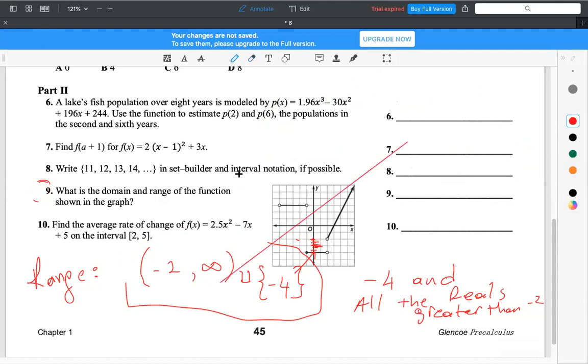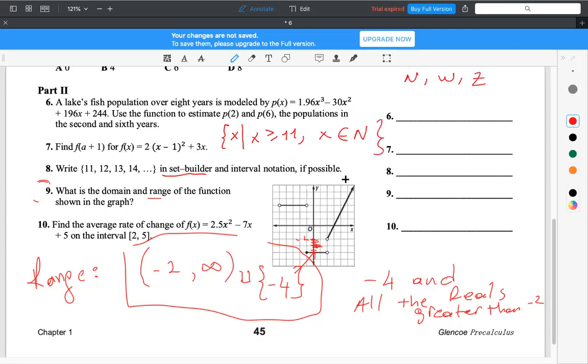In a set builder and interval notation if possible. Okay. Now, set builder, how can I write? Like this. X such that x is greater than or equal to 11 and x is an element of natural numbers, integer numbers, whole numbers. You can say N, W, or Z. They are all correct. But if you say real, it's wrong. Why? Real means 11.1, 11.2, but it is not here.